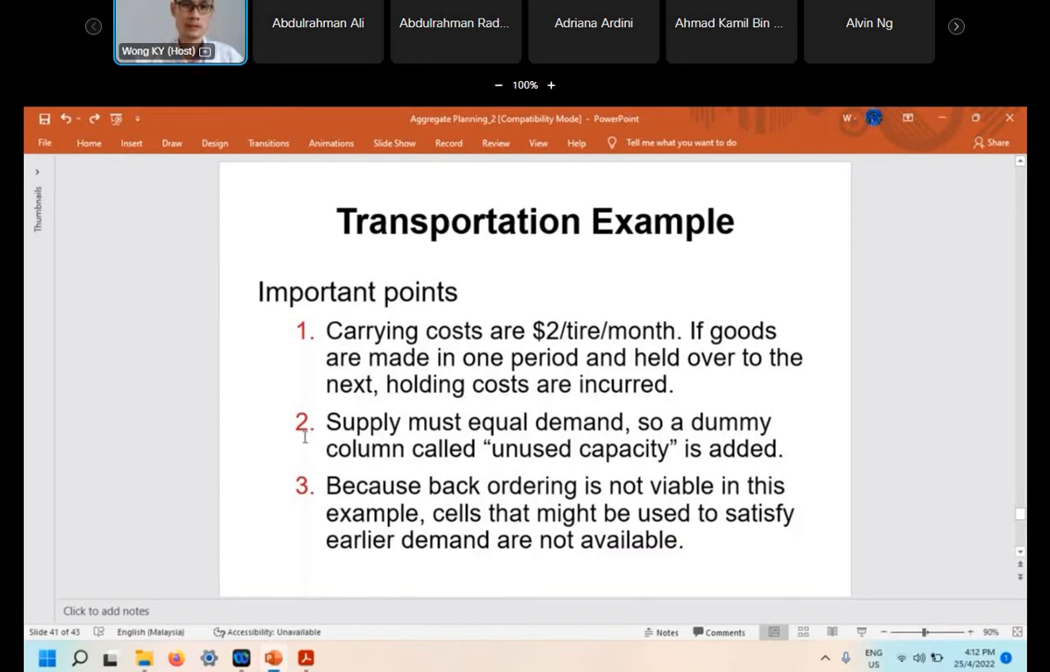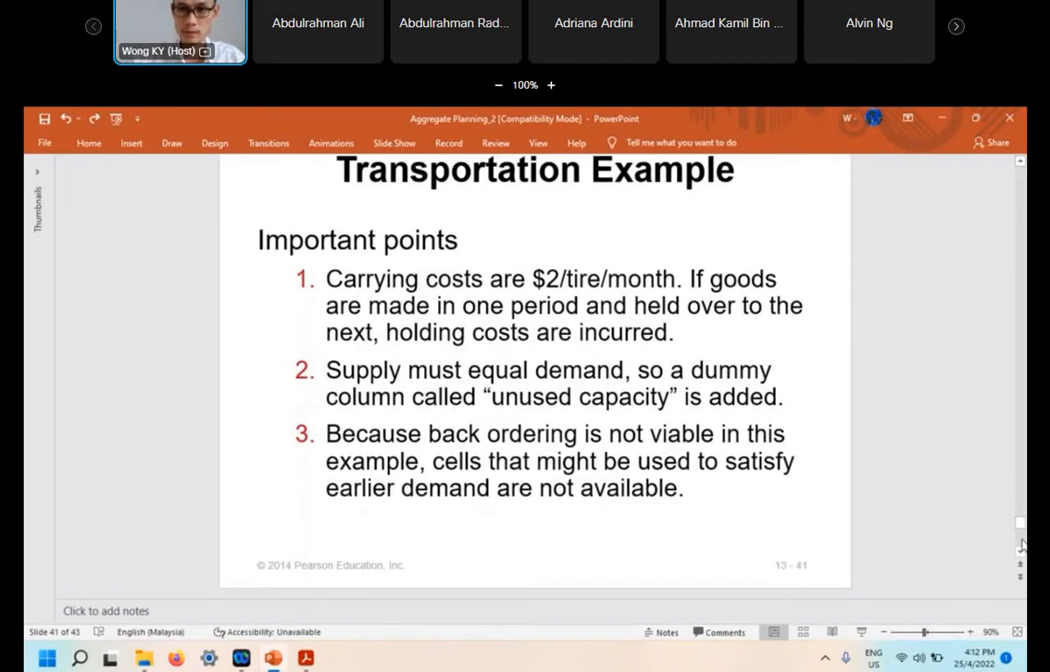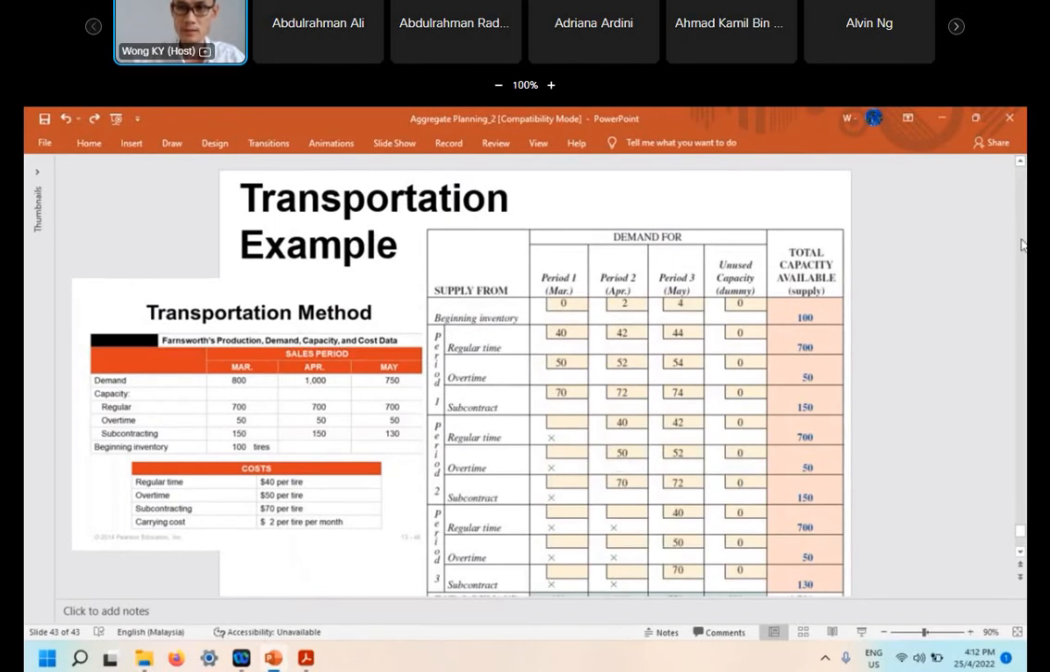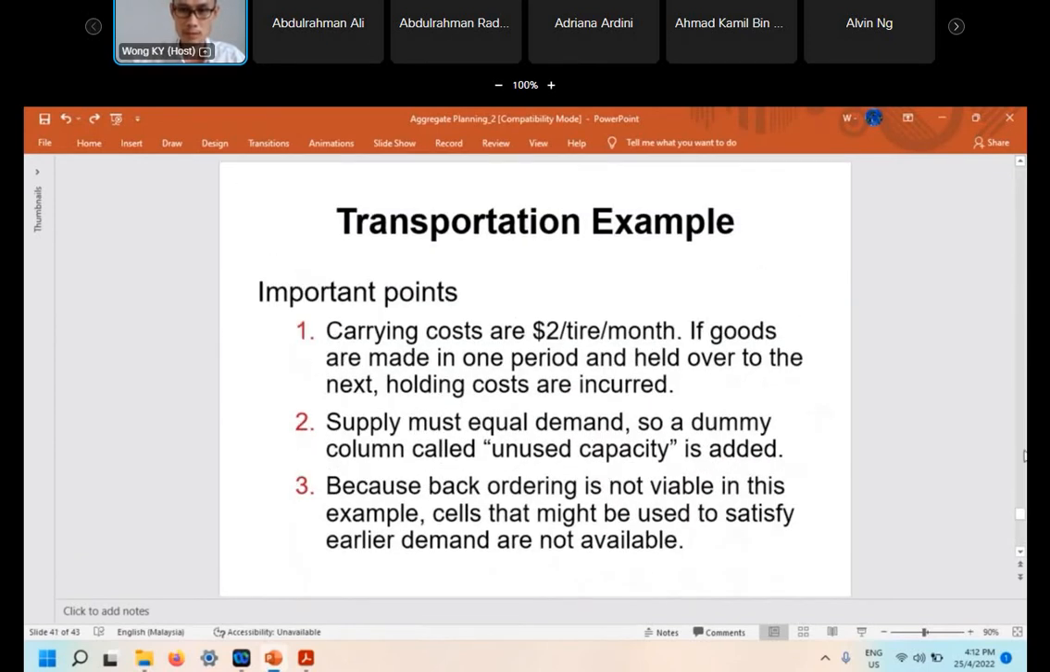Now, the second point is important. When we use the transportation method, the supply must equal demand. The total supply must be equal to total demand. Supply means our capacity supply. So the company capacity supply must equal the customer demand. Later you will see you have a table like this. When supply equals demand, it also means that the number of rows in the table has to be the same as the number of columns in the table.